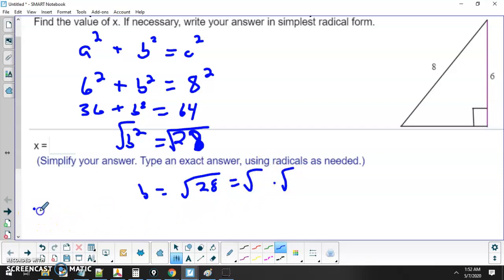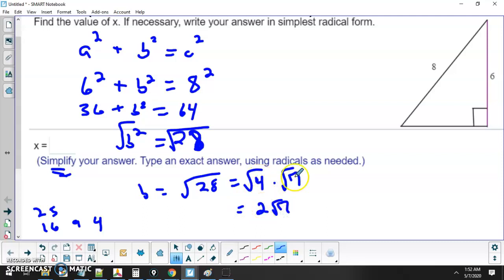So let's see, what are the perfect squares less than 28? 25, 16, 9, 4. Can you split 28 into any of those? Yes. Okay, so you got to do this. This is what it means by simplify radicals. Okay, this is a radical, but it's not simplified. It's not simplified until you take out all the perfect square factors.